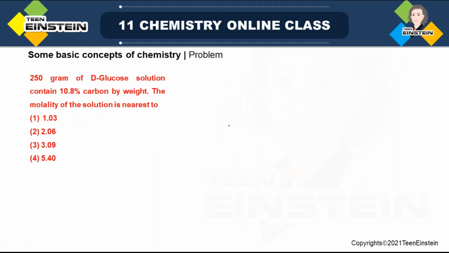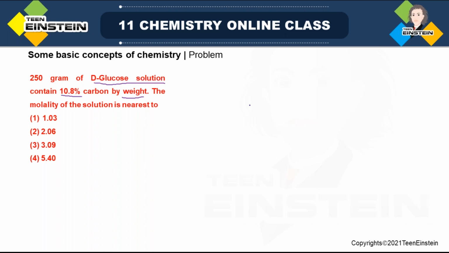Next one. 250 gram of D-glucose solution contains 10.8% of carbon by weight. So D-glucose, if you consider the formula of glucose, it is C6H12O6. That means per glucose molecule, there are a total of 6 carbon atoms.